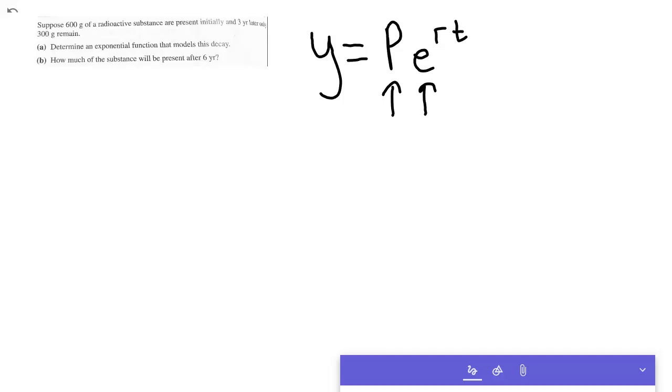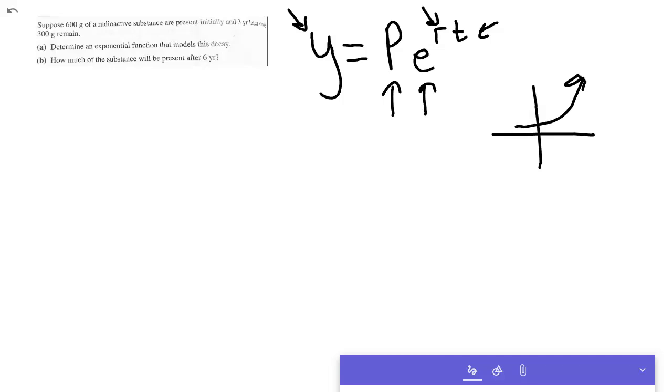I defined it earlier in a different video. T is time, and R is your rate of growth or decay. And so that just gives you an idea of what everything means there. Y would be whatever we're after, whatever our final amount is after a certain time t. And again, you're going to be looking at an equation that looks something like this if it's growth, the opposite if it's decay.